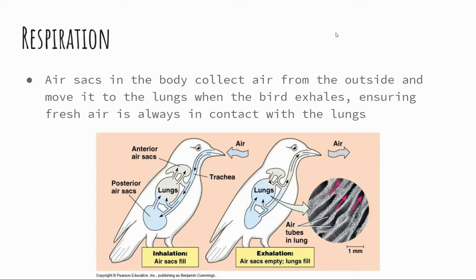There's no downtime in between breaths, so to speak. If you think about how we breathe, there is a slight second there where there's not any fresh air in contact with our lungs. Okay, birds have adapted a way for this not to happen, so that way when they're flying, they never have shortness of breath, so to speak.